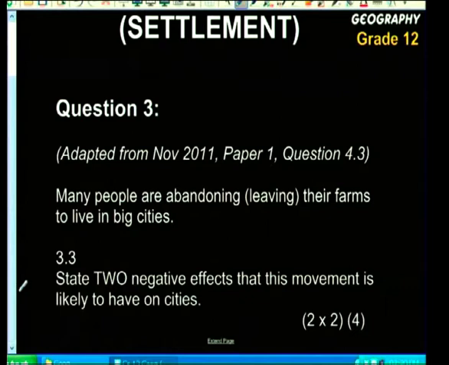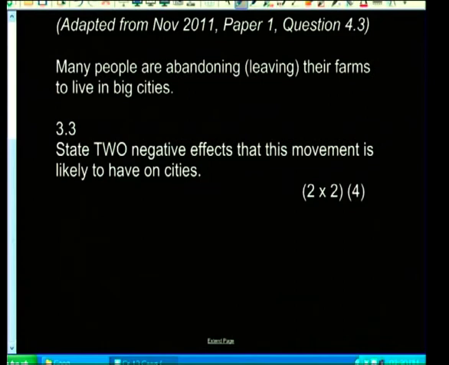Right, our next question. State 2 negative effects that this movement is likely to have on the cities. Now, once again, grade 12s, this is a very important question that a lot of us sometimes get wrong because we actually read the question wrong. We are looking for negative impacts on the city centres as a result of all the people moving from the rural areas to the cities. Another question that could be posed is what negative effects are left in the rural areas. So these questions are very similar, and therefore it is very, very important that you read the question and highlight what you are specifically being asked.